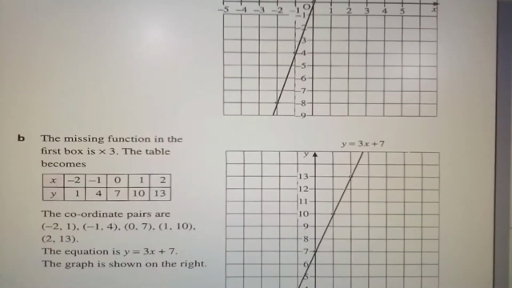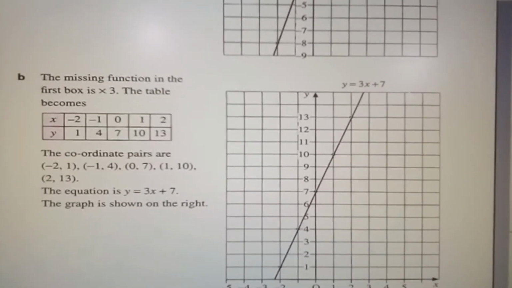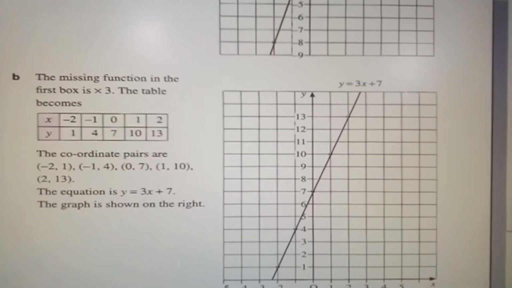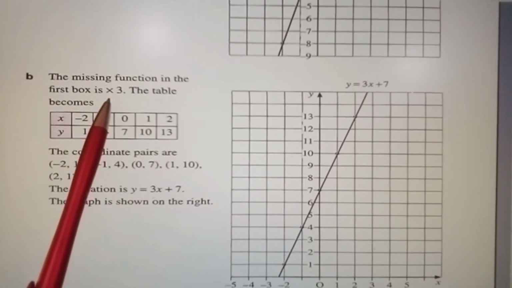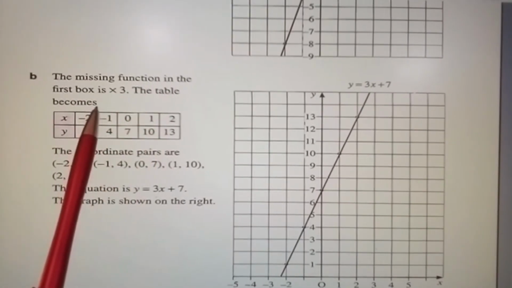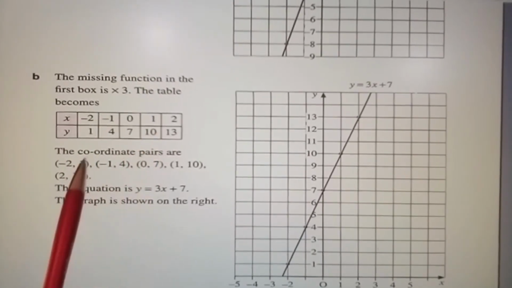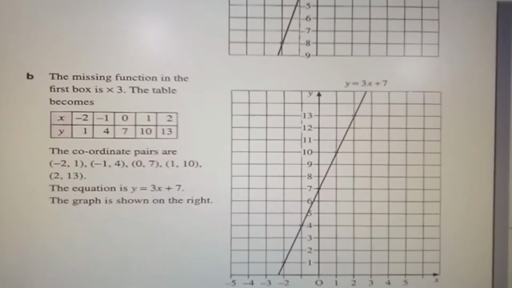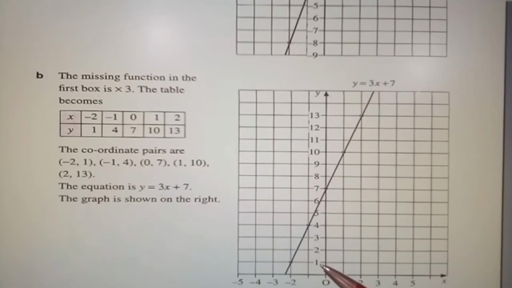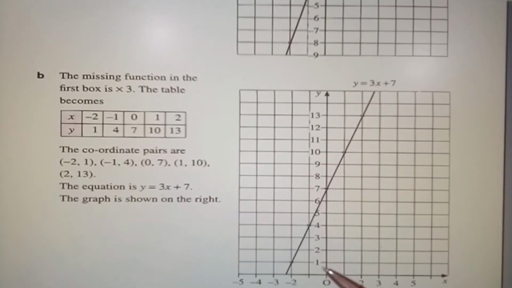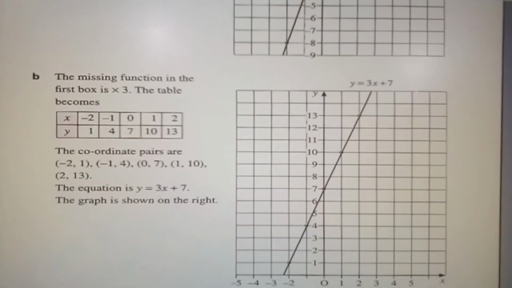And for B, here you can see that applying the same principle, the missing function in the first box is times 3, and that's what you then have, okay? So when x equals -2, y equals 1. So x equals -2, y equals 1, and that comes across, that would be there, okay? That would be correct, okay? And you can see that.